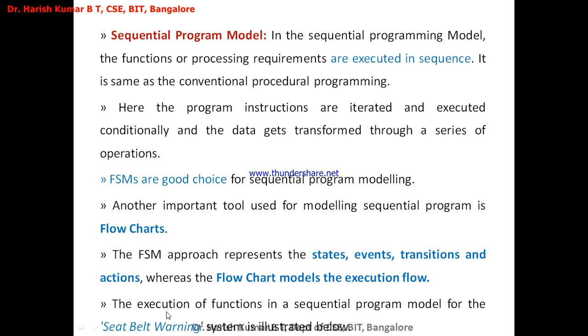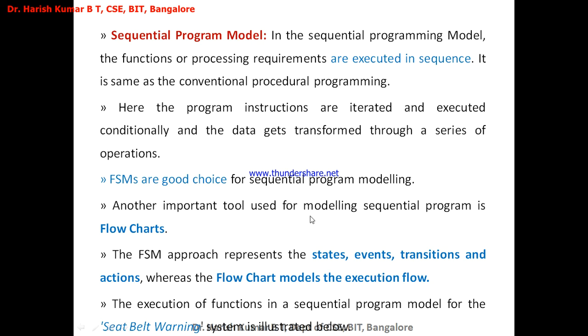Okay, so I have the example here, the sequence program model. In the sequence program model, the functions or the processing requirements are executed in sequence, one after the other. It's something like conventional procedural programming. Even in procedural programming, everything is done sequentially, one after the other. So finite state machines are a good choice for sequential program modeling.